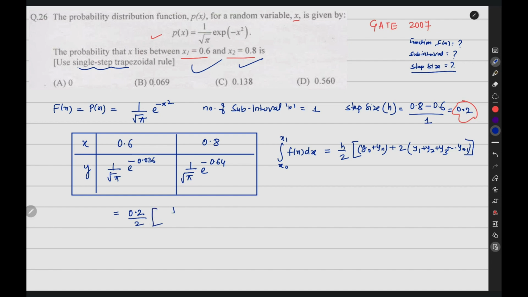first term 1 by root pi e to the power minus 0.036 plus the last term 1 by root pi e to the power minus 0.64, and for this case we do not have any intermediate terms, so it will be 0. Now after calculating we will get a value of 0.069. So for this case 0.069 is the correct answer. So option B is correct. Now moving to the next question.